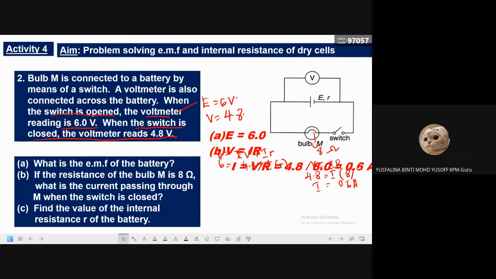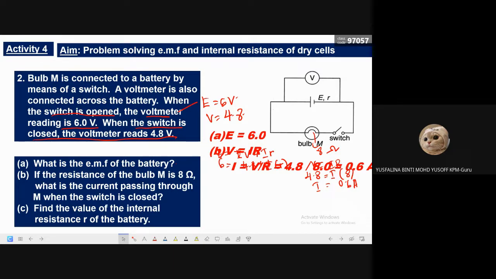Okay, 0.6 ampere. That one doesn't need E equals V plus IR. Just use V equals IR. They give you the value of V already, 4.8, and R is the resistance of the bulb, 8. Then 4.8 divided by 8, you get 0.6 ampere.